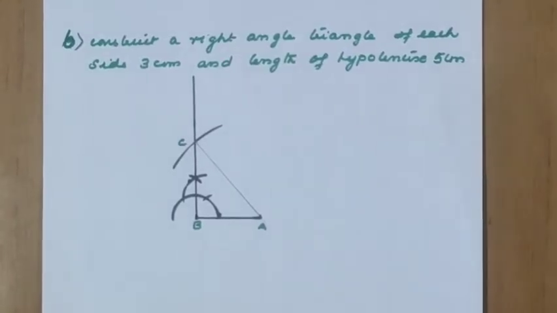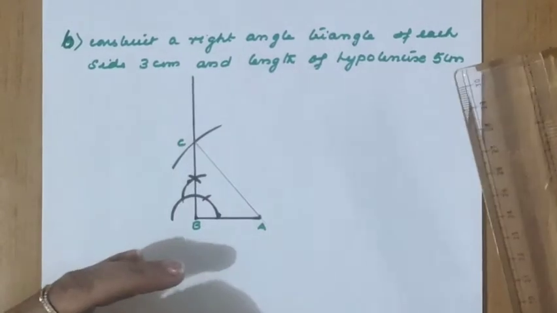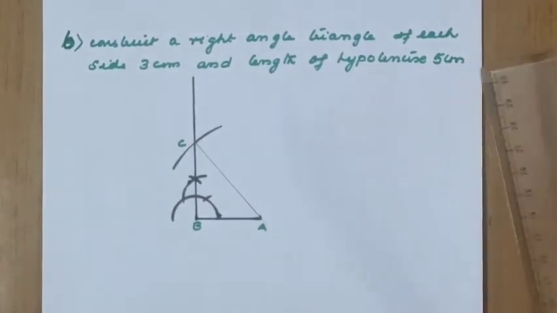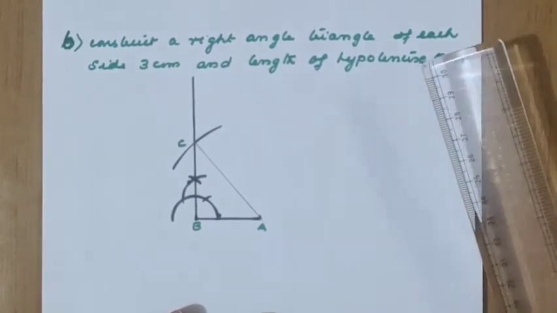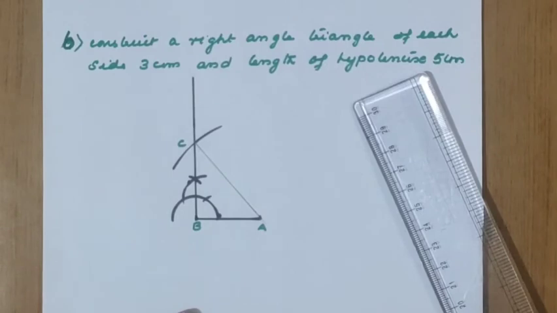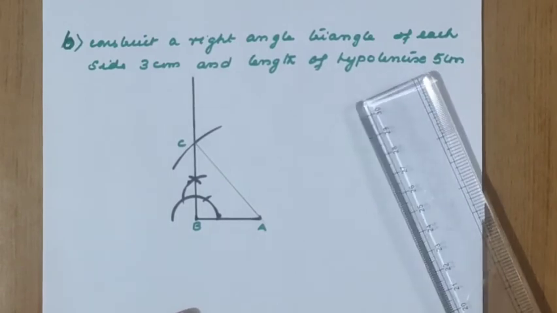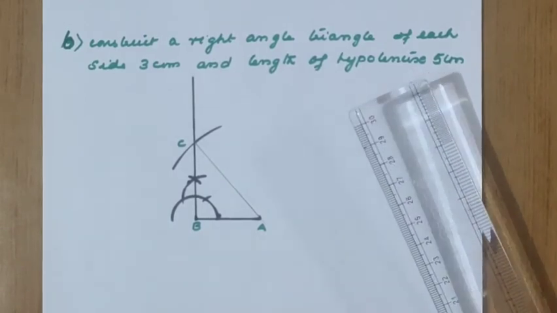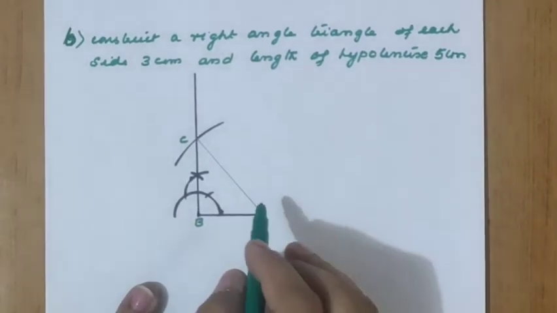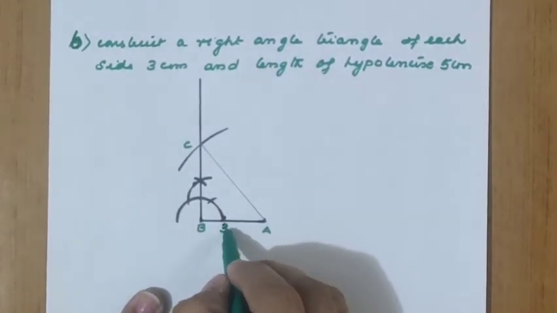Question number 6. Construct a right angle triangle with one side 3 cm and length of hypotenuse 5 cm. It is a very simple construction only. Since it is a 2 mark question, they ask such questions. Right angle triangle means you know that one angle is already 90 degrees. Side is 3 cm, hypotenuse is 5 cm. So the side opposite to 90 degrees is 5 cm. So the usual construction, what is the first construction? AB equals 3 cm. So 3 I will write here.